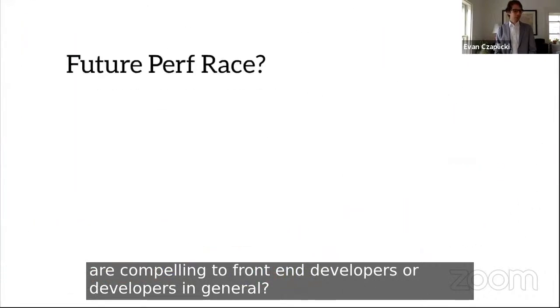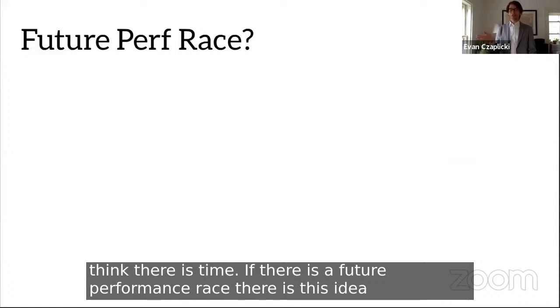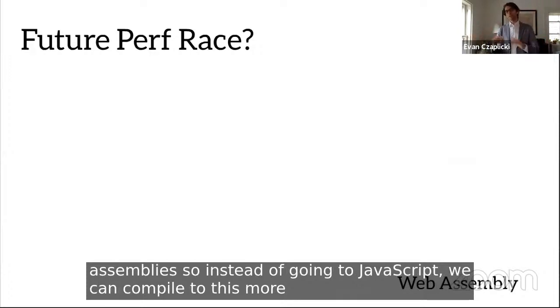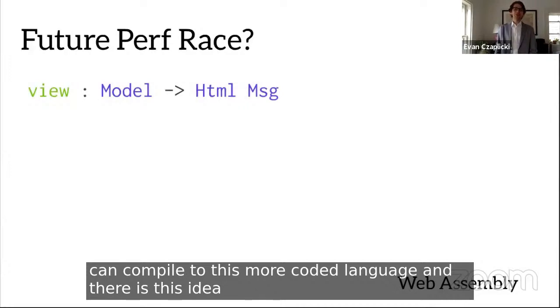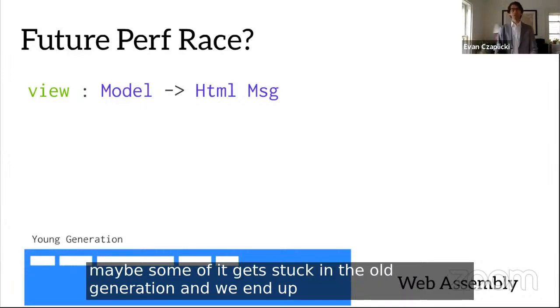So I have a brief aside. I think there's time. If there ever is a future performance race, there's this idea. WebAssembly is like, instead of going to JavaScript, we can compile to a more bytecode kind of language. There was an idea out of some folks at Mozilla: we have this pure function, so what if instead of allocating everything into the young generation, and then maybe some of it gets stuck in the old generation, we end up doing more cleanup there.